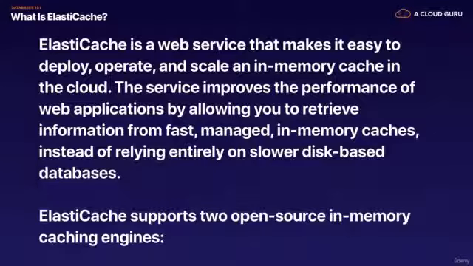Moving on to Elasticache. Elasticache is a web service that makes it easy to deploy, operate, and scale an in-memory caching service in the cloud. And this basically improves the performance of your web applications by allowing you to retrieve information from fast managed in-memory caches instead of relying entirely on slower disk-based databases. So what does that mean? Well, again, we're going to do a deep dive lecture on this, but essentially imagine you own Amazon.com. Wouldn't we all like to own Amazon.com?